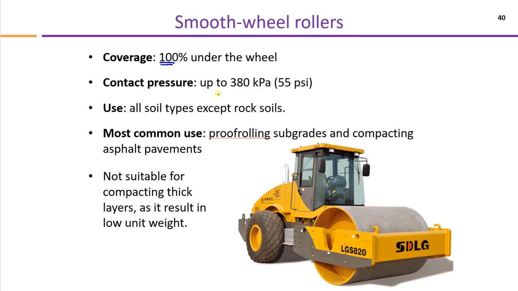The pressure that it is going to exert on the soil is almost 380, or I can say 400 kPa. So almost 400 kilopascal is the pressure that this roller exerts on the soil. This smooth wheel roller can be used for any kind of soil, but it is not used for rocks. It is used for all kinds of soils except for rocks, and mostly it is used for proof rolling. When the compaction is completed, we use this roller to make the smooth surface. This is not suitable for compacting thick layers.